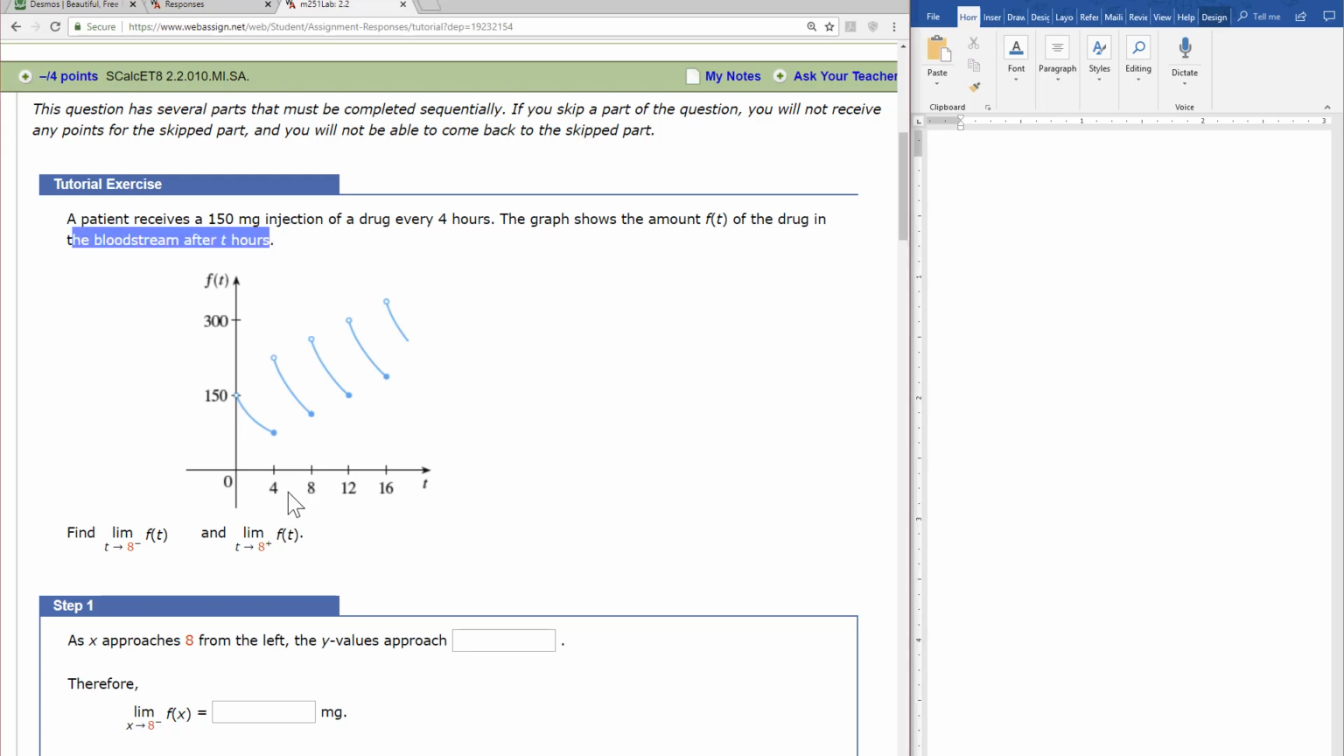So these are the hours that we have, T. So every 4 hours: 4, 8, 12, and 16. And then this is the amount of drug that's in there.